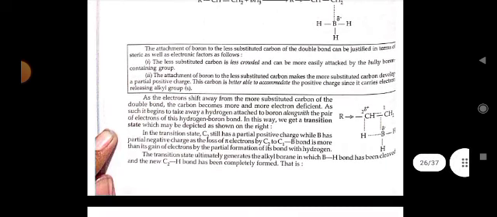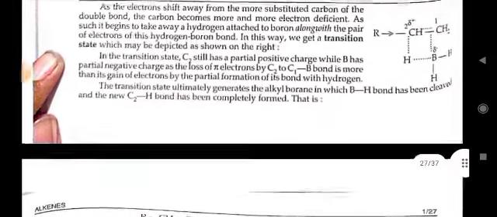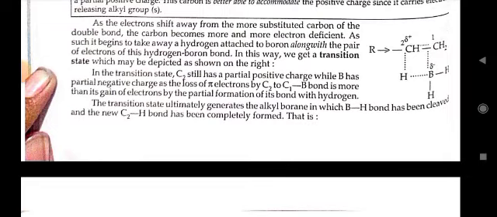The attachment of boron to the less substituted carbon of the double bond can be justified in terms of steric as well as electronic factors. The less substituted carbon is less crowded and can be more easily attacked by the bulky boron-containing group. The attachment of boron to the less substituted carbon makes the more substituted carbon develop a partial positive charge. This carbon is better able to accommodate the positive charge since it carries electron-releasing alkyl groups. As the electrons shift away from the more substituted carbon of the double bond, the carbon becomes more and more electron deficient. As such, it begins to take away a hydrogen attached to boron along with the pair of electrons of the hydrogen-boron bond.